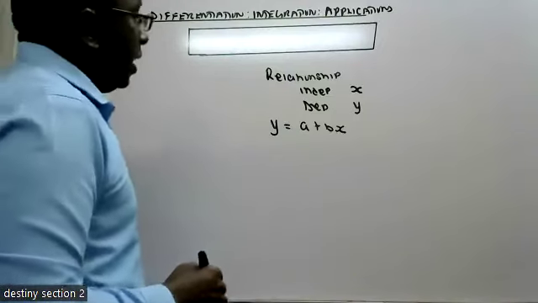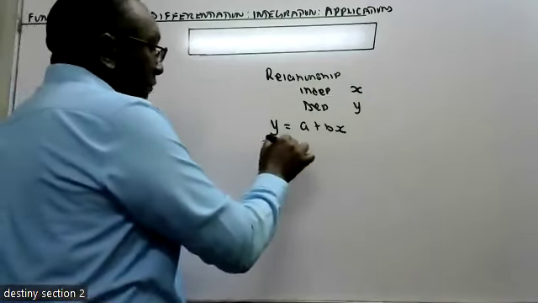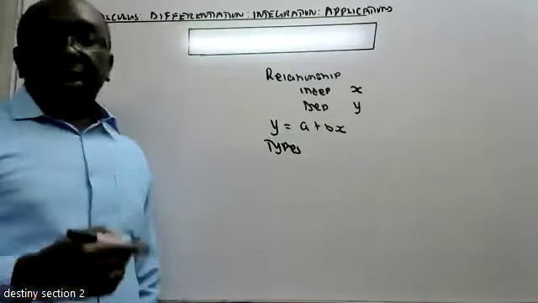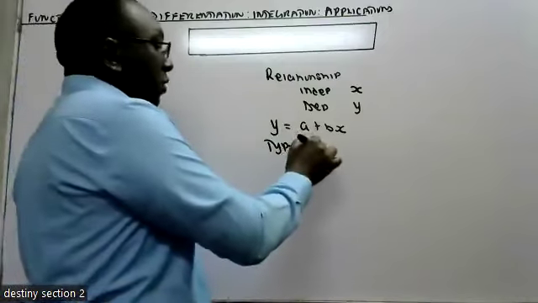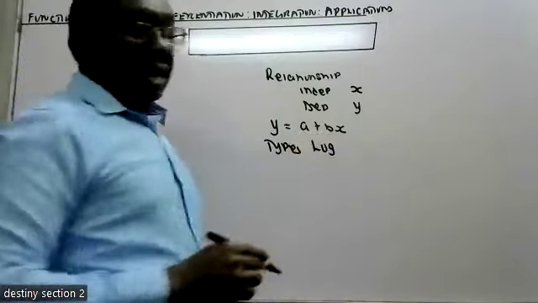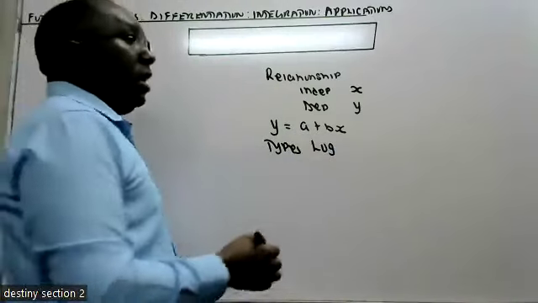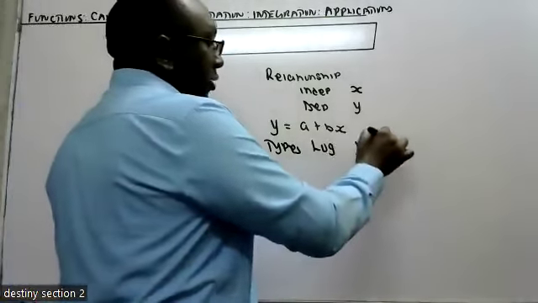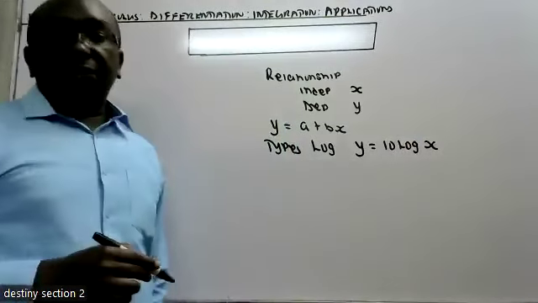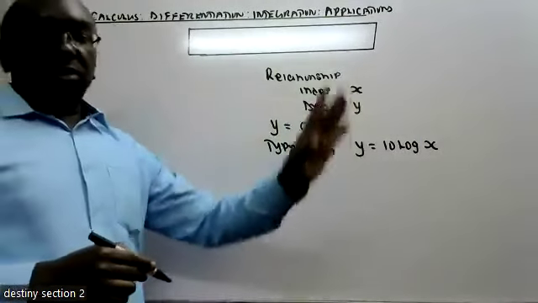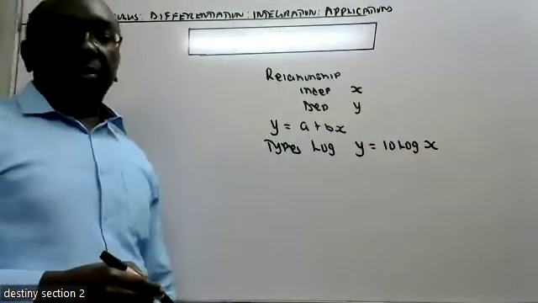The next thing is the various types of functions that we have. We have very many types of functions, but for our case, we will just narrow down on very few. One is what we call the logarithmic functions. Now, the logarithmic functions are functions which have a logarithm as part of their elements, like y = log10 x. Now, that one is the logarithmic function. So your syllabus does not require us to get into a lot of details about this. So we just stop it at that point.